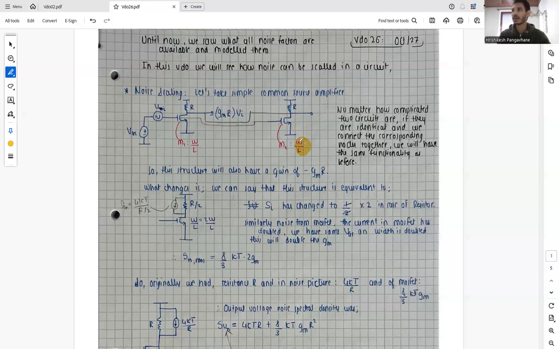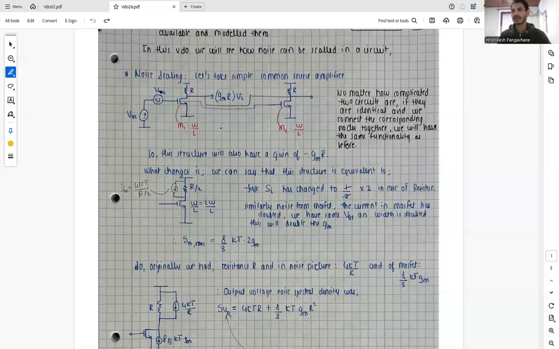So over here, we can say that no matter how complicated two circuits are, if they are identical and we connect the corresponding nodes to each other, we will have the same functionality as we had earlier with the single circuit. What this actually means is this structure will have the gain of minus gm times R only, and it is the same gain we had with our simple structure.